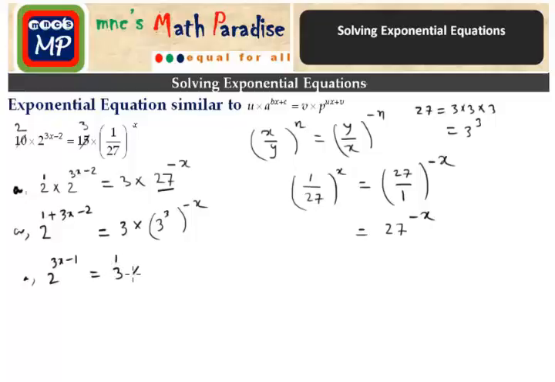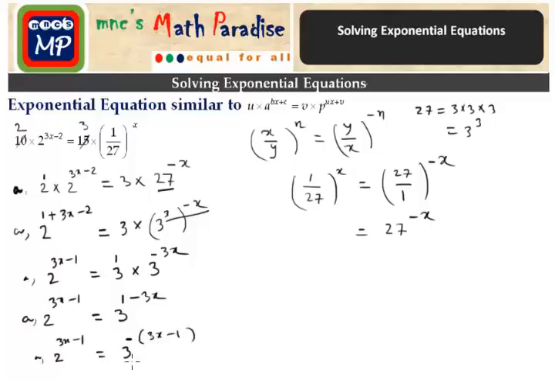3 to the power 1 times 3 to the power 3 to the power minus x. So we will get 3 to the power minus 3x. Or we will get 2^(3x-1) equals 3 to the power, these two are multiplied, so by the multiplication law, 1 minus 3x. Or 2^(3x-1) equals 3 to the power, if we take a minus common, then we can make it minus (3x minus 1). So these two powers are now the same.